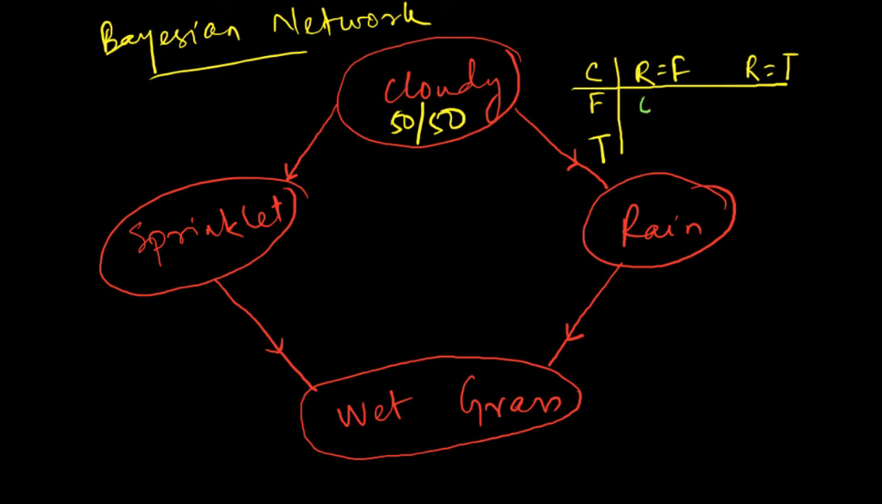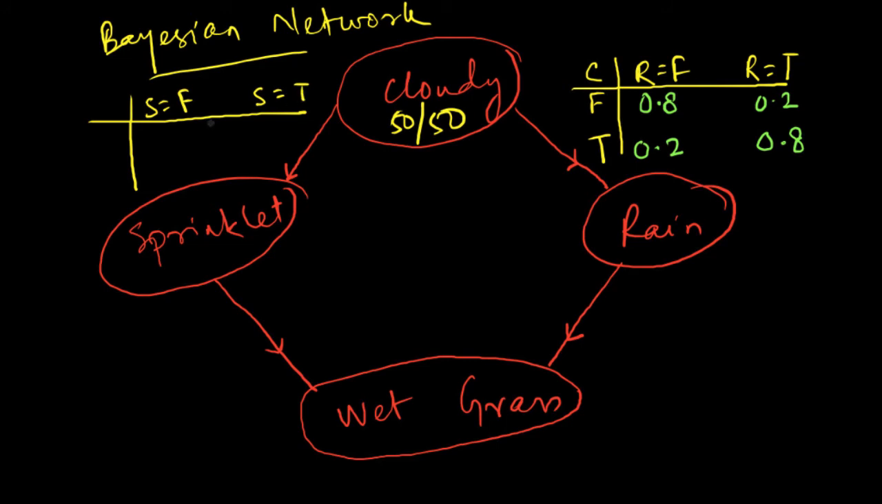So let us put 0.8 over here, 0.2 over here, 0.2 over here and 0.8 over here. Similarly, let's do it for the cloudy and the sprinklet part. So here you have sprinklet is equal to false and sprinklet is equal to true. You have cloudy is equal to false and cloudy is equal to true.